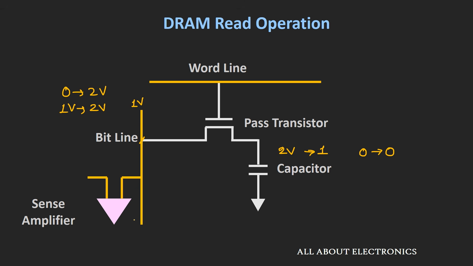And further we can increase this read speed just by sensing the trend in which this bit line voltage is going. So instead of waiting for this bit line to reach from 1 volt to 2 volt, suppose we just measure the incremental voltage across this bit line and amplify it after this sense amplifier, then the time of this read operation will further reduce. So in this way, by using these methods, we can reduce the read time of this dynamic RAM.